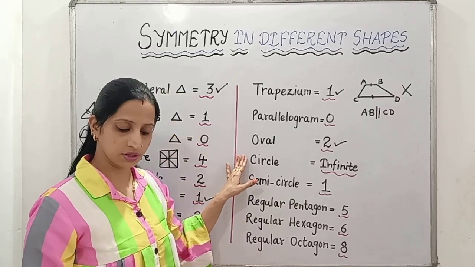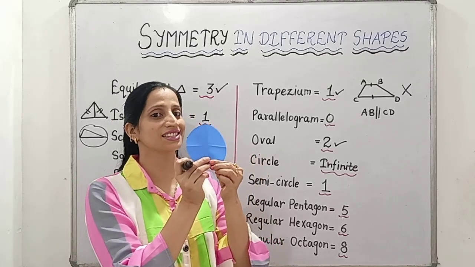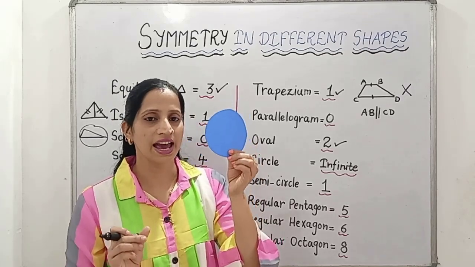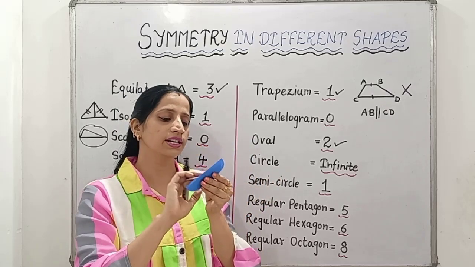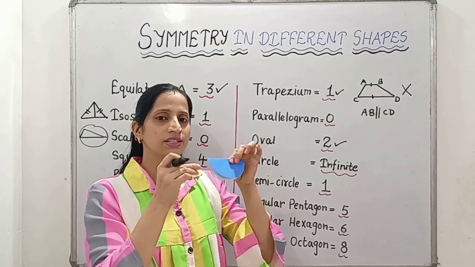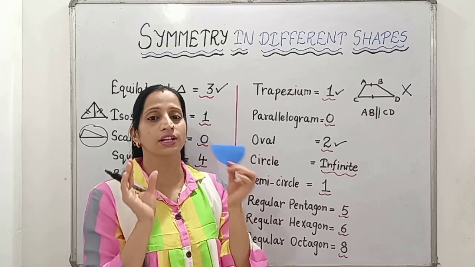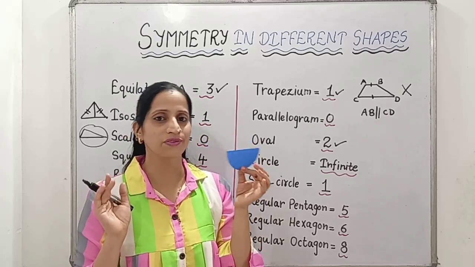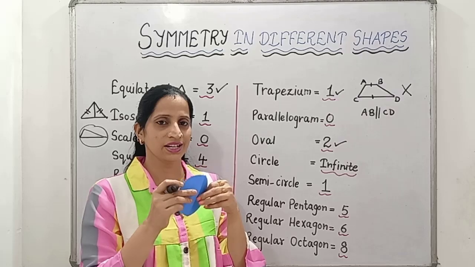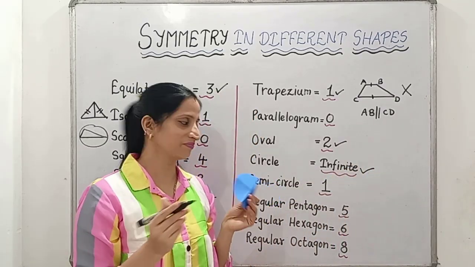Now, moving on to circle. So, yes, this is a circle. A circle has infinite lines of symmetry. We can fold it any way. Its diameter will always divide it into 2 semicircles, 2 equal halves. And a circle has an infinite number of diameters. Okay. So it has an infinite number of lines of symmetry.